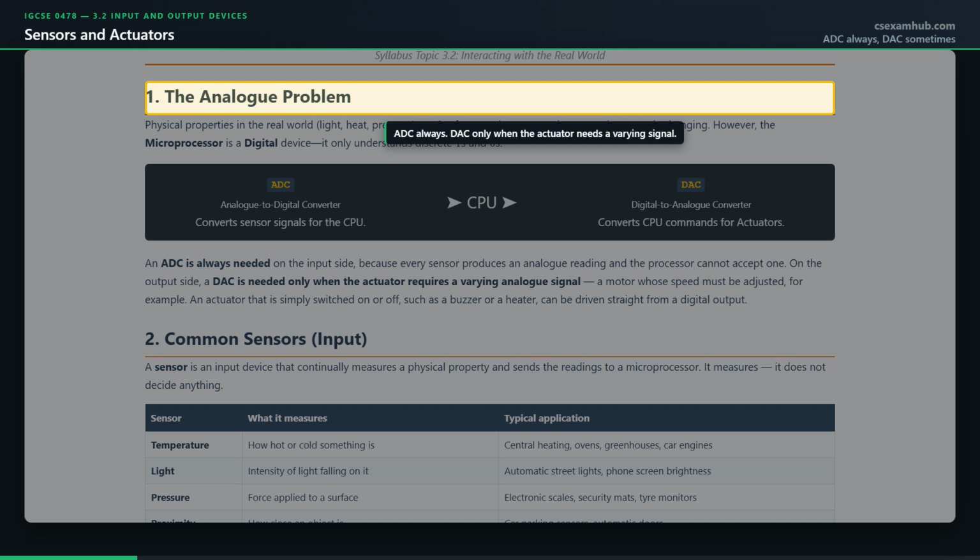On the way out, it is less absolute, and this is worth getting right rather than overclaiming. A DAC, digital to analog converter, is needed only when the actuator requires a varying analog signal. A motor whose speed has to be adjusted needs one, but an actuator that is simply switched on or off, like a buzzer or a heater, can be driven straight from a digital output with no DAC at all. So ADC always, DAC when the actuator needs a varying signal.